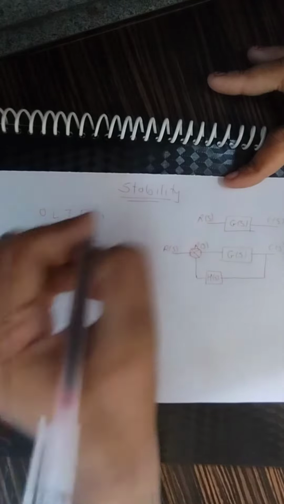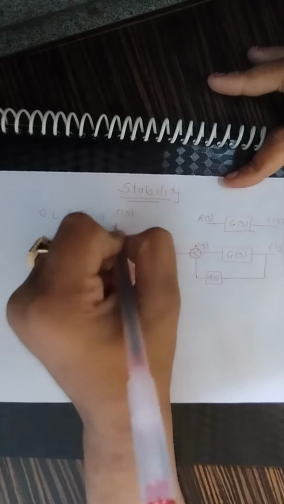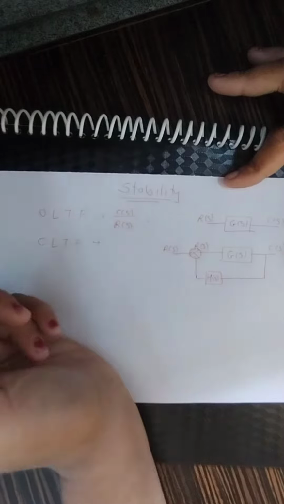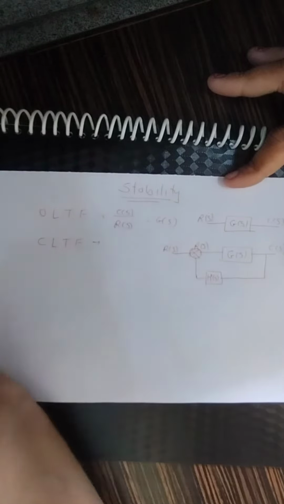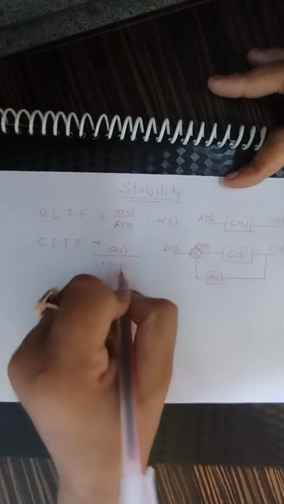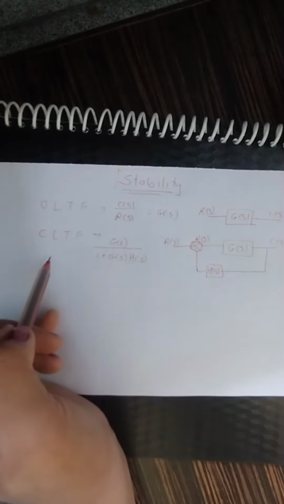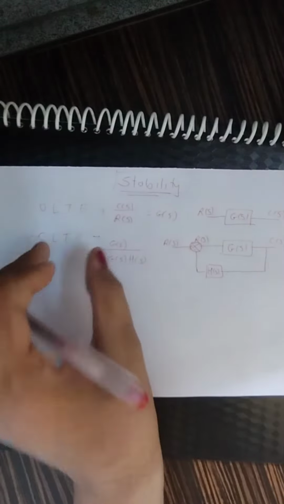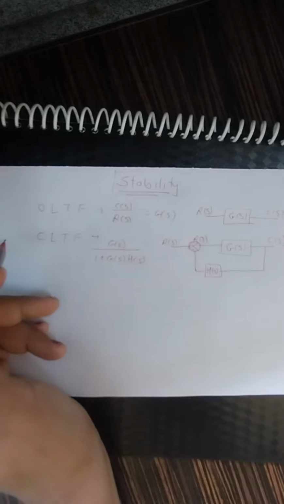The transfer function is output by input. For the open loop transfer function it will be G of s, and for the closed loop transfer function it will be G of s upon 1 plus G of s into H of s. Now if we want to find stability, we consider the closed loop transfer function. In many systems we use the closed loop transfer function as it is accurate and has many advantages compared to the open loop transfer function.